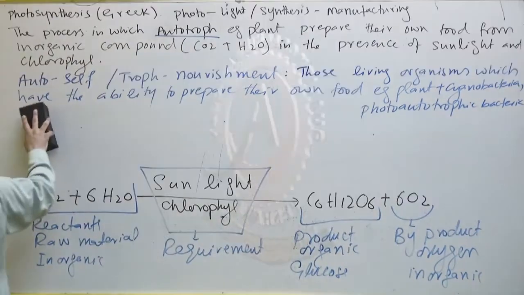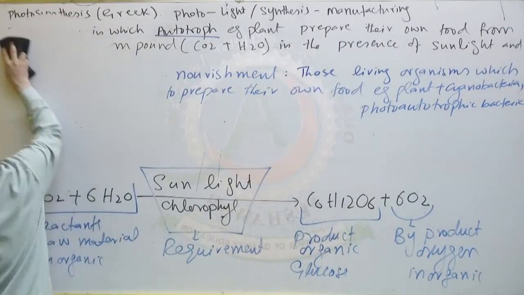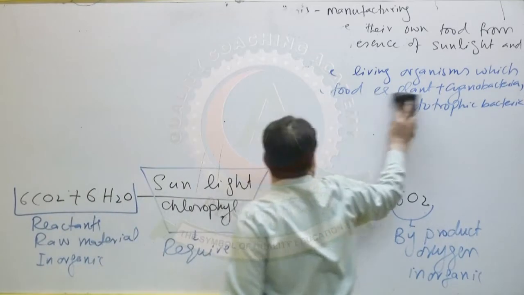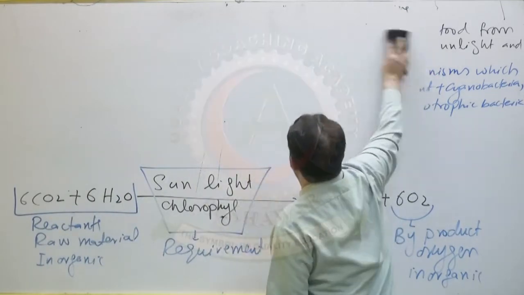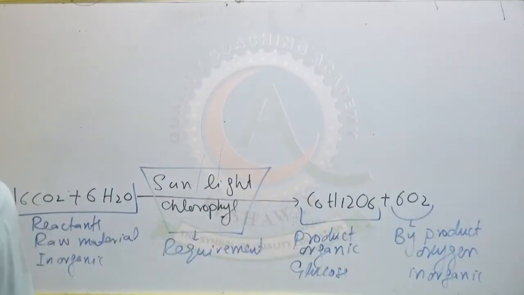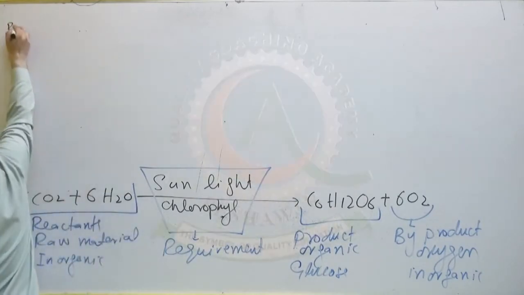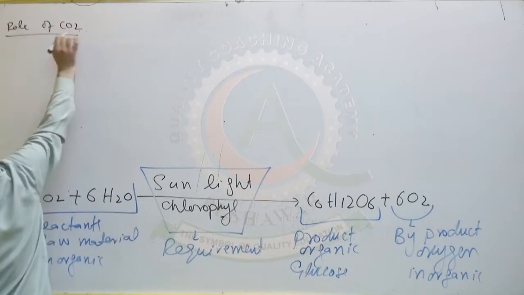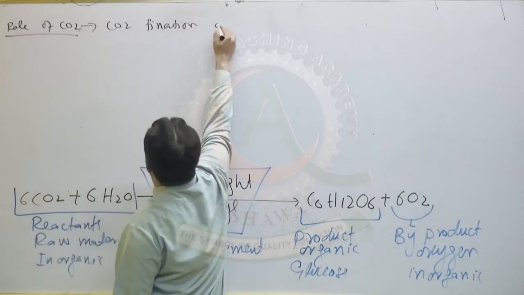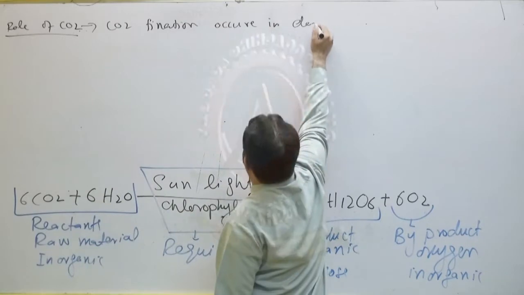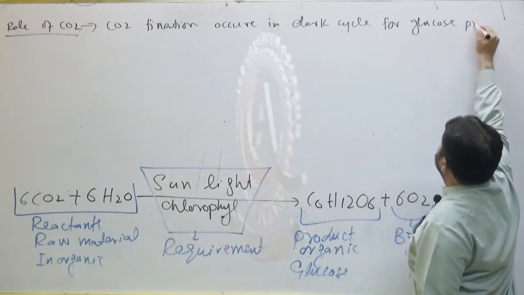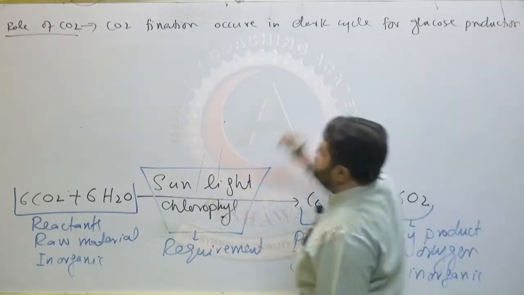Now here we are going to discuss what is the role of carbon dioxide during the photosynthesis process. Is carbon dioxide required or not? Is it necessary? Yes, carbon dioxide is necessary for the process of photosynthesis. Actually, carbon dioxide fixation occurs in the dark cycle, for glucose production.